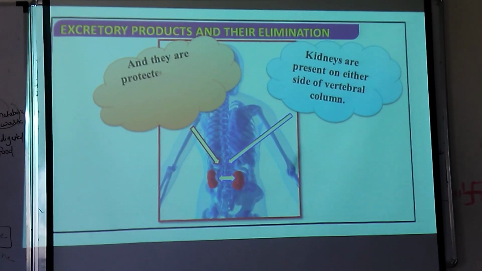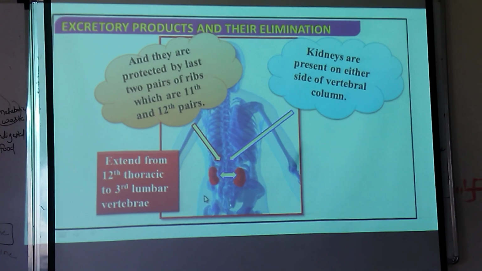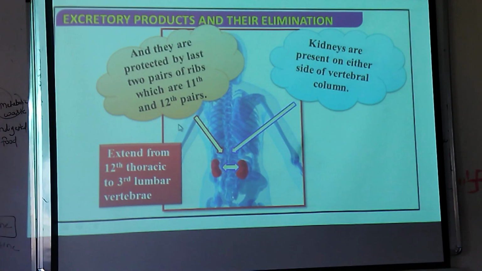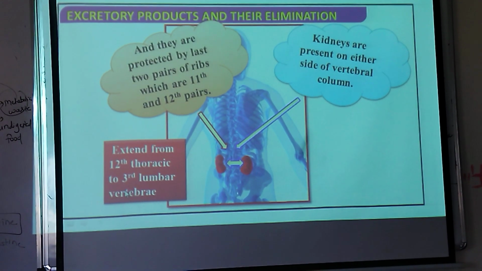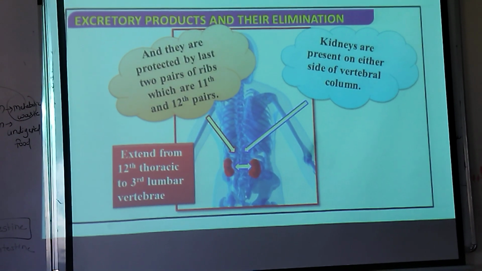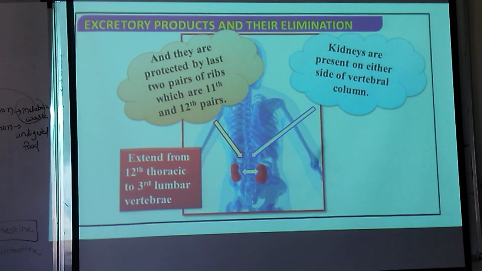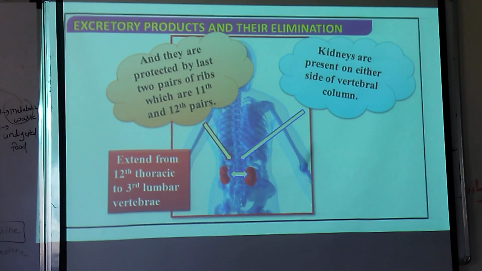Okay. So kidneys are present. Where are they present? They are present below the thoracic cavity and in the abdomen. And the exact position is what? How many vertebrae are there in the human body? Vertebrae means what? There are the bones. There is a vertebral column. In that vertebral column, there are a total of 33 vertebrae present.